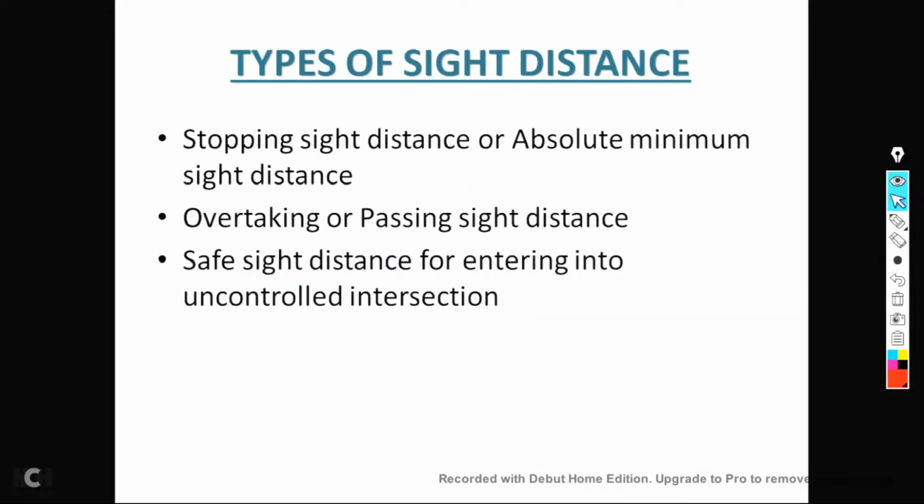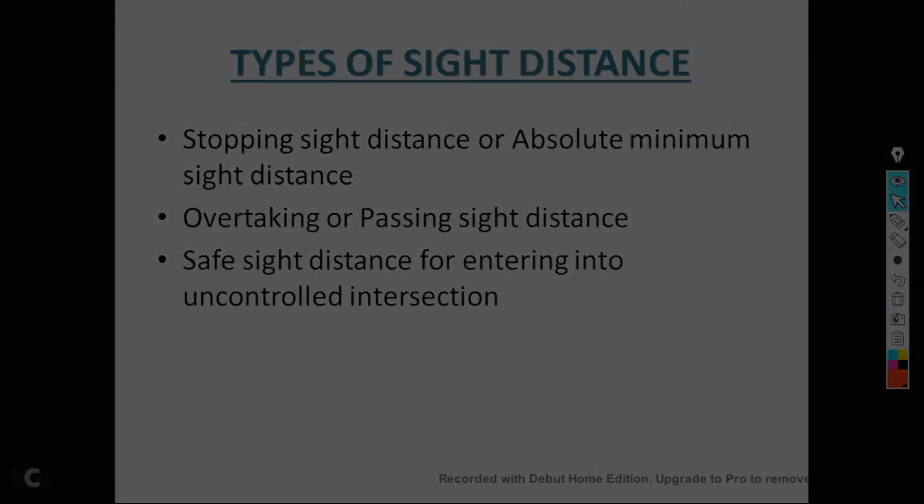Types of sight distance. There are mainly three types of sight distance: stopping sight distance or absolute minimum sight distance, overtaking or passing sight distance, and safe sight distance for entering into an uncontrolled intersection. Now, stopping sight distance and overtaking sight distance are important for GATE purpose as well as your semester also. So we will briefly discuss stopping sight distance and overtaking sight distance along with a few examples of GATE examinations. In this video I will briefly discuss stopping sight distance. So let's start.